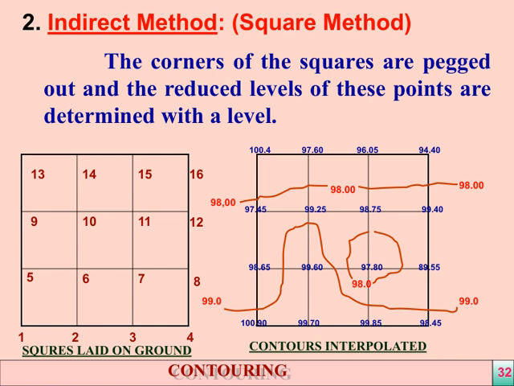The next step involves interpolating the contours, which are shown here as the contour lines at intervals of 32 units. Contouring helps us visualize the shape and elevation changes of the land surface based on these measured points.